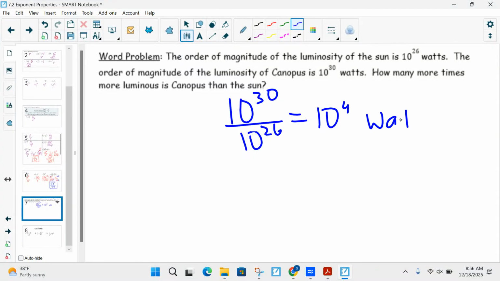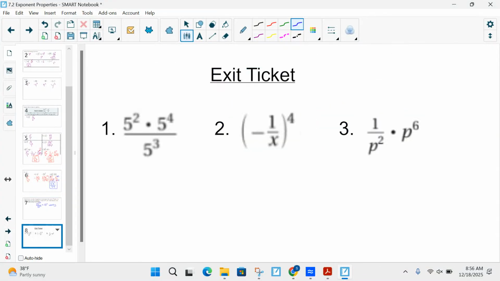Wait, there's an exit ticket. All right. There's your exit ticket. Simplify those 3 problems. Just at the bottom of your notes is fine.